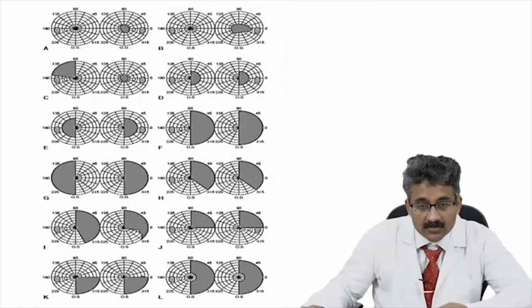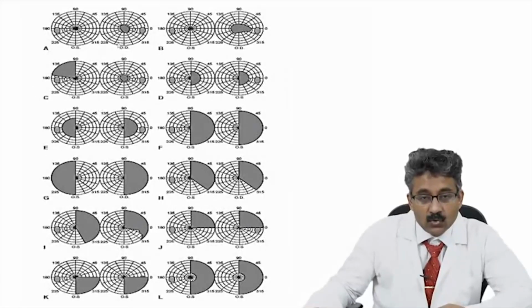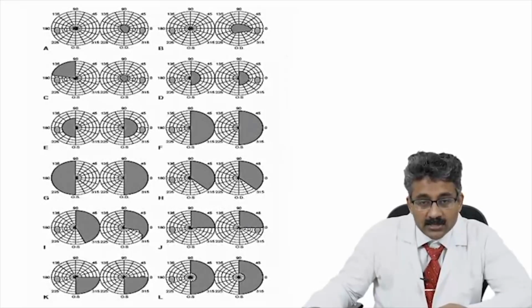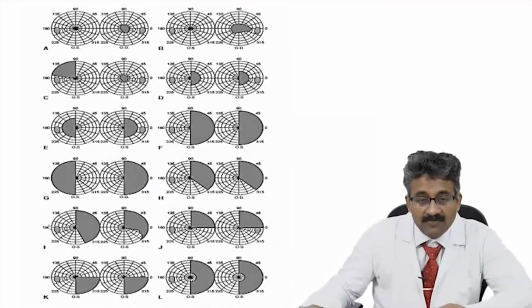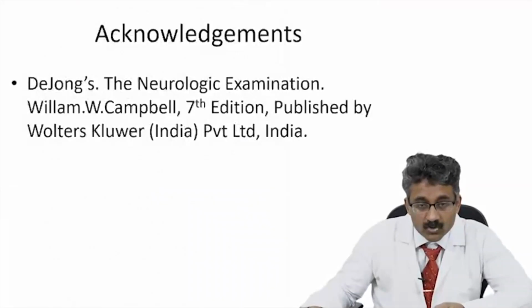Okay. So these are the different field defects: central scotoma, centrocecal scotoma, junctional scotoma, homonymous scotoma, heteronymous scotoma, homonymous hemianopia, bitemporal hemianopia, also known as heteronymous hemianopia, congruous hemianopia, incongruous hemianopia, superior quadrantanopia, inferior quadrantanopia, macular sparing. Okay, students, this is about the field defects and junctional scotoma. The diagrams I have taken are from De Jong's The Neurologic Examination, 7th edition. So students, you came to know the different types of field defects you get.